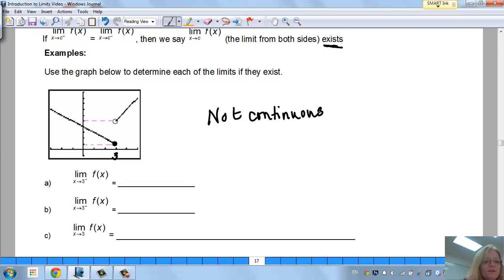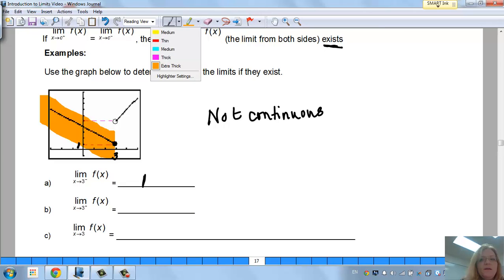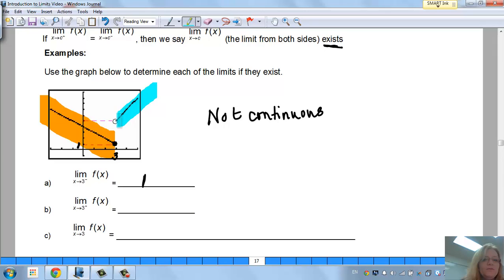So the limit of f of x as x approaches 3 from the left. If I'm coming from the left, I'm going to follow this line down right here, okay? So I'm going to do a little highlighter here. If I follow coming from this way, do you see I'm approaching 1? So I say, okay, when I come from the left, it's 1, all right? Now I'm going to do a little medium thing, and if I approach it from the right, I approach this right here, and this is 1, 2, 3, 4, 5. So when I approach from the right, my y value is 5. If I approach from the left, my y value is 1.